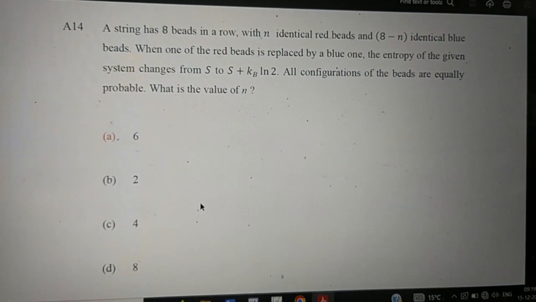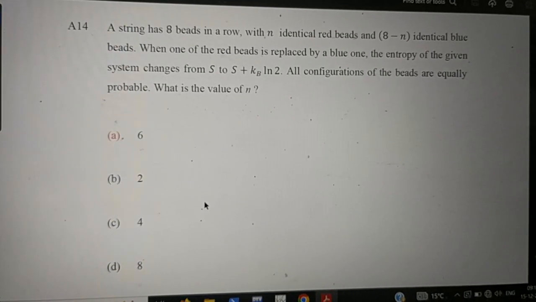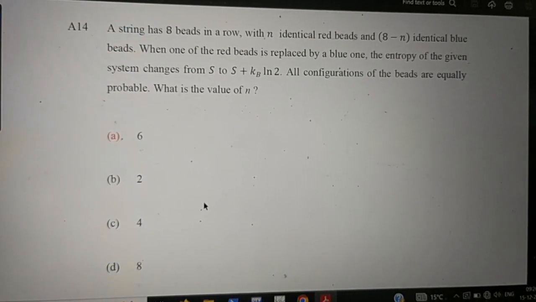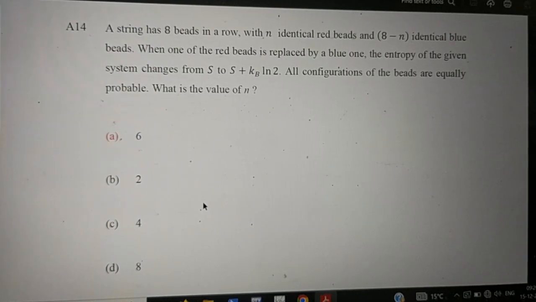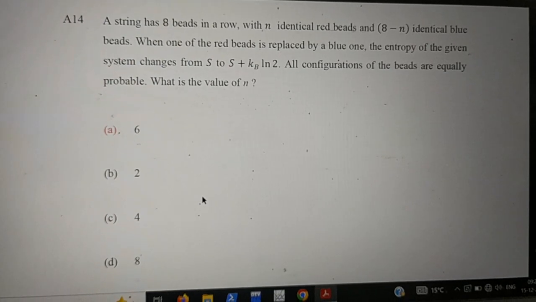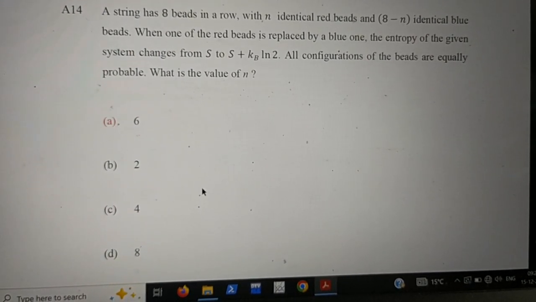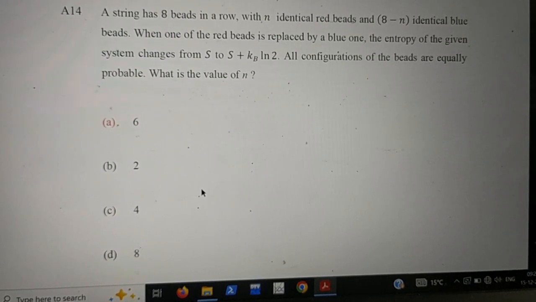Now, a string has 8 beads in a row with n identical red beads and 8 minus n identical blue beads. When one of the red beads is replaced by a blue one, the entropy of the given system changes from S to S plus kB ln 2. All configurations of the beads are equally probable. What is the value of n?